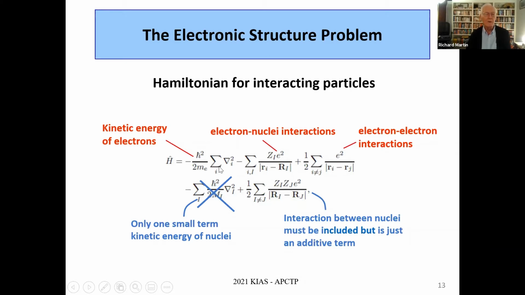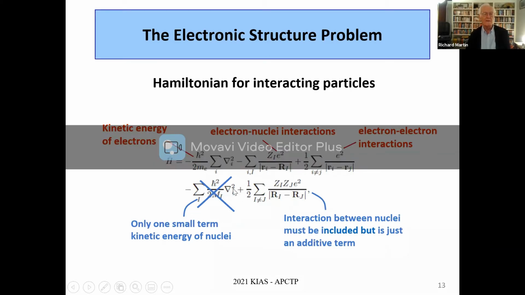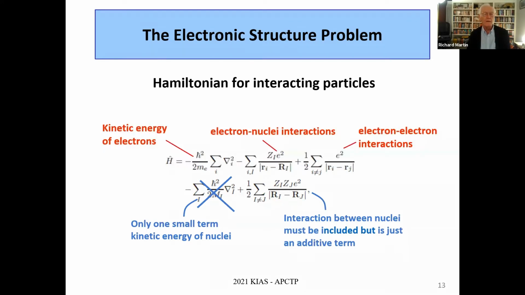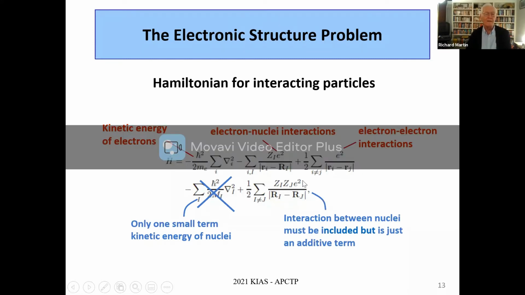The only small term is the kinetic energy of the nuclei, which can be ignored and treat the nuclei as classical fixed objects. One can put back in the kinetic energy later as a perturbation. And if the nuclei are fixed objects, then their interaction is just a number that can be added.